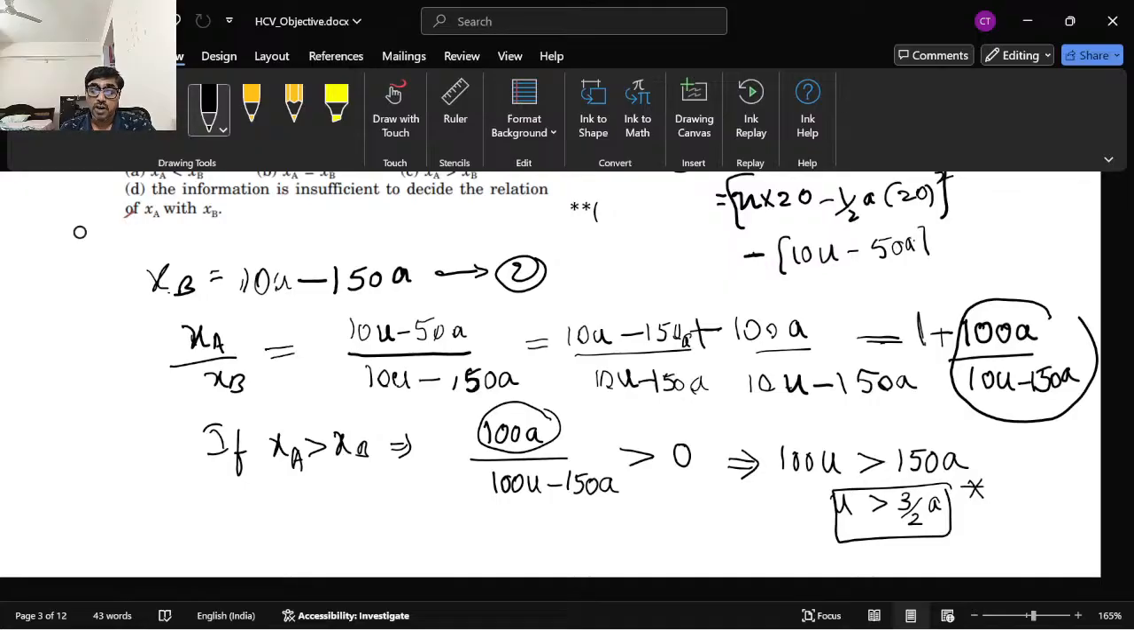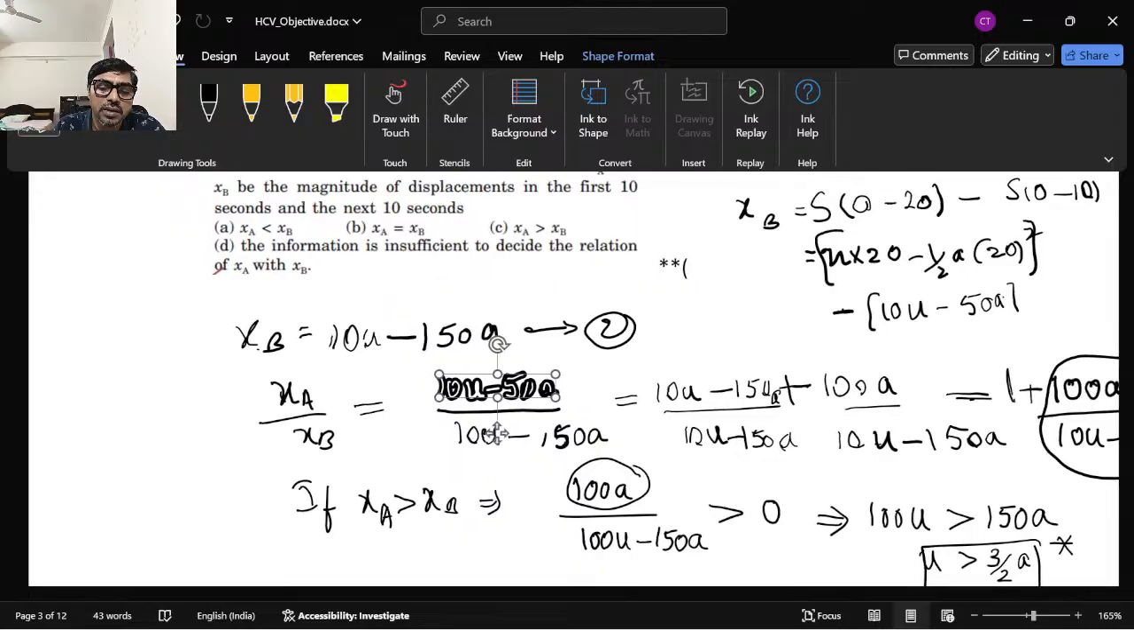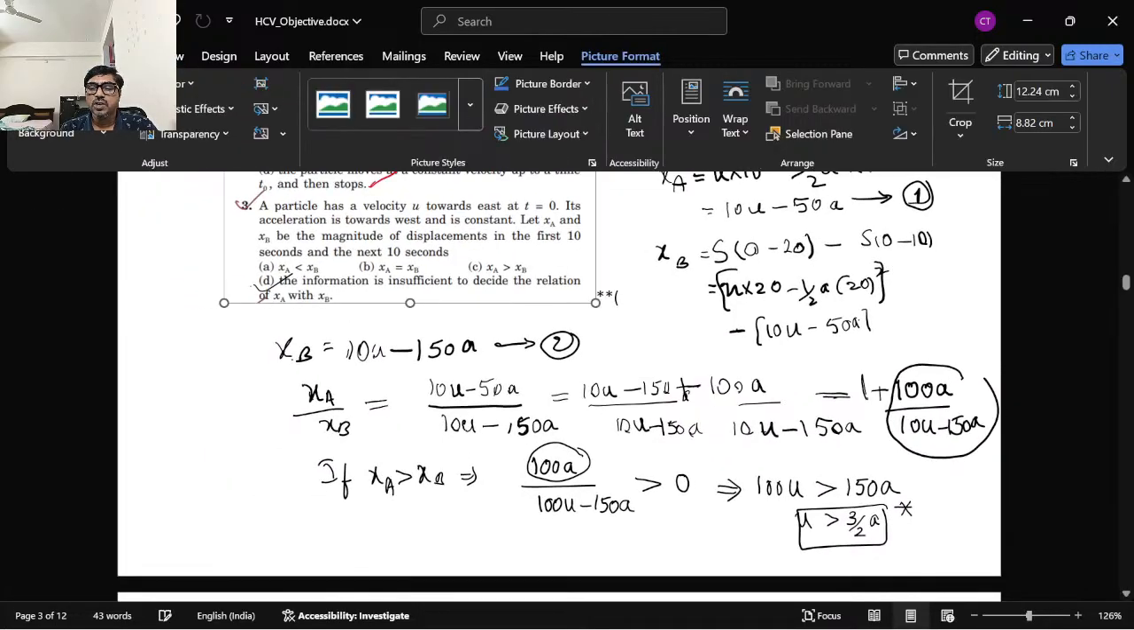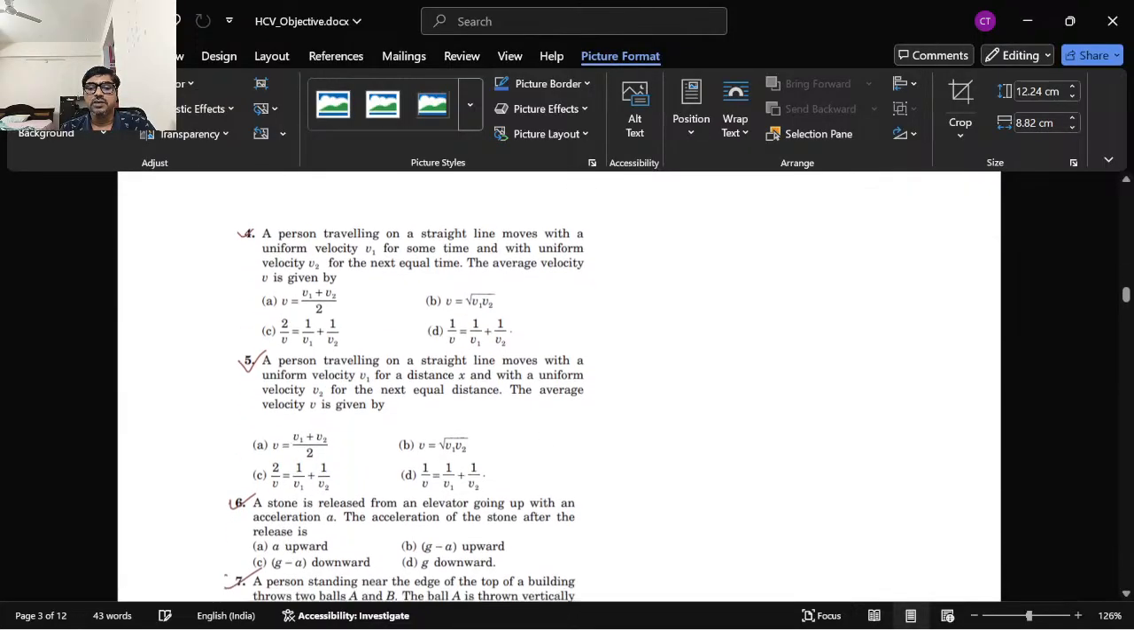And if it is not satisfied, then XA will be less than or equal to XB. So I cannot tell, the information is not sure. Depending on the relation between U and A, we can decide. That means the answer has to be D. Information is insufficient. It is decided only based on the relation between U and A. So that's about the question there.